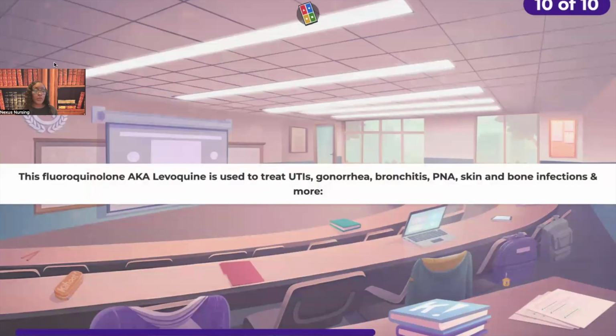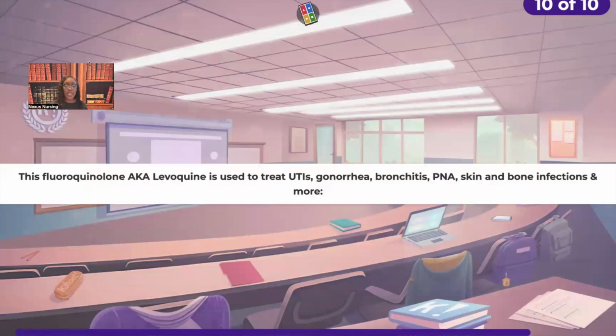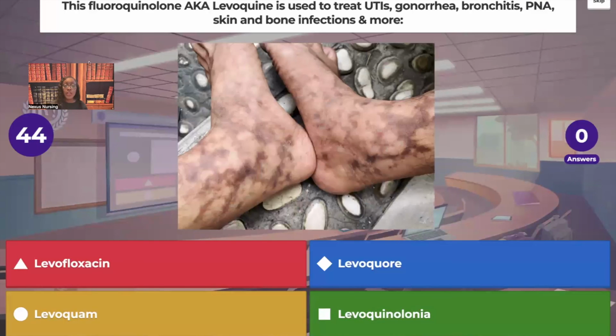What is the last question? This fluoroquinolone, also known as Levaquin, is used to treat UTIs, gonorrhea, bronchitis, pneumonia, skin infection, bone infections, and more. What drug are we talking about? Is it levofloxacin? Is it Levacor? Is it Levaquam? Or is it levaquinolia?